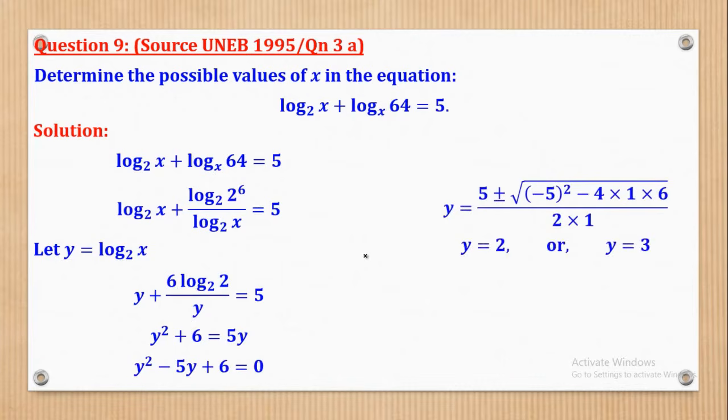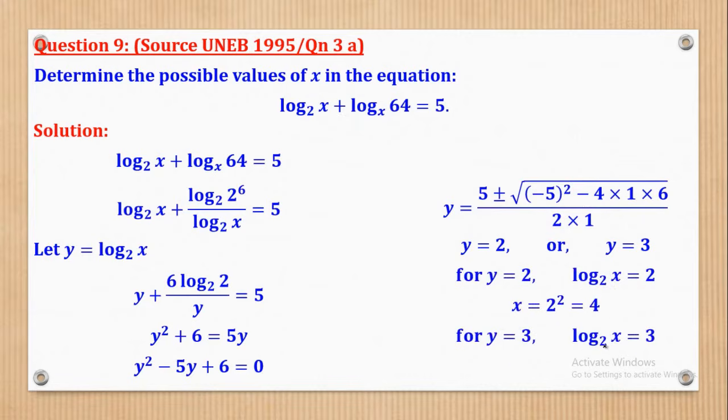Then use either bulldozer method or factorization to get the values of y. Then for y equal to 2, it implies that log base 2 of x is equal to 2, therefore 2 to the power 2 is equal to x, and 2 to the power 2 is 4. For y equal to 3, log base 2 of x is equal to 3, therefore 2 to the power 3 is equal to x, and 2 to the power 3 is 8.